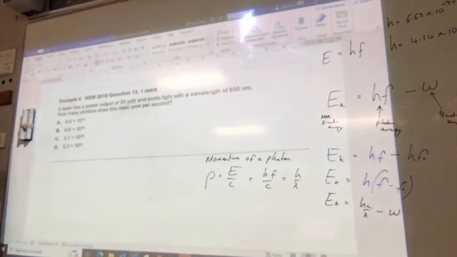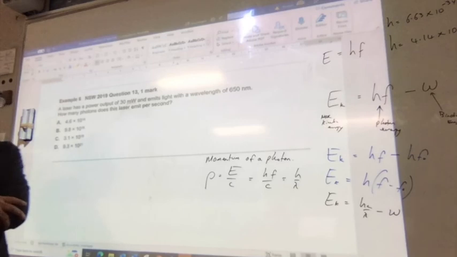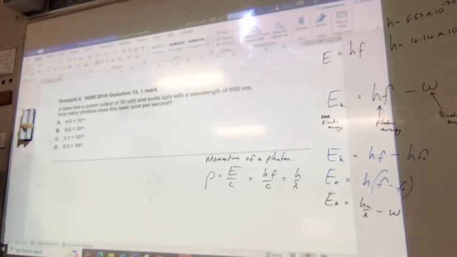Example 6. A laser has a power output of 30 milliwatts and emits light with a wavelength of 650 nanometers. How many photons does this laser emit per second? So what's watts? What is it telling you? Joules per second. All right?